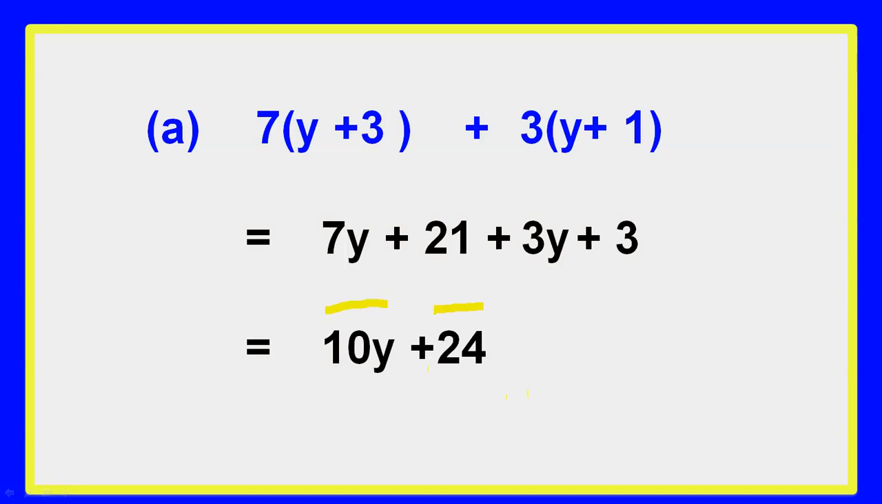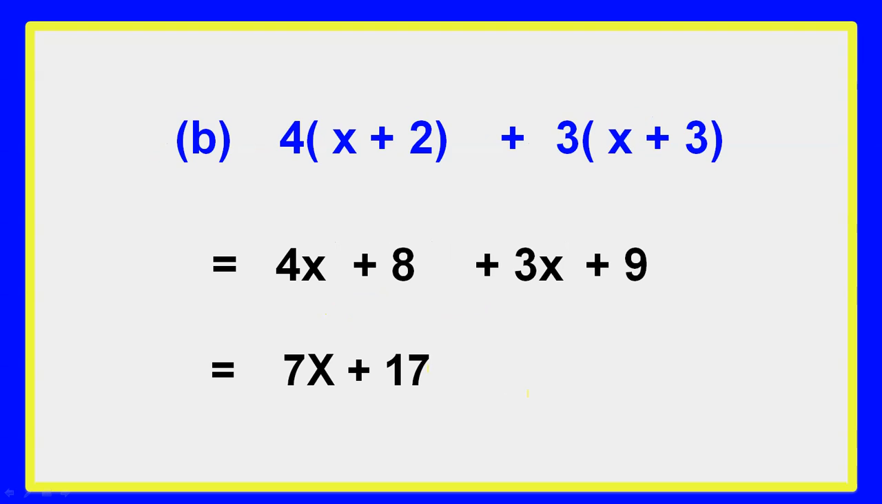So let's move on. Let's solve B. Question B. Now the situation has changed. 4 is outside of the whole bracket, that is x plus 2. So first, 4 multiplied with x will be 4x. Now this 4 multiplied with 2, that will be 4 times 2, 8. And the plus sign will remain the same.